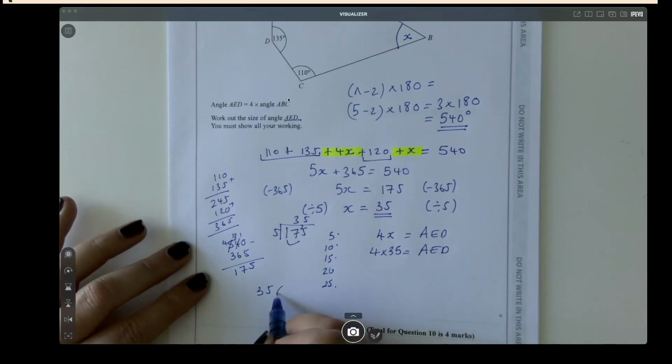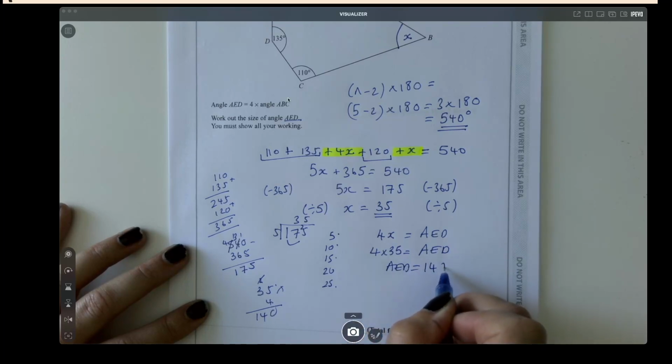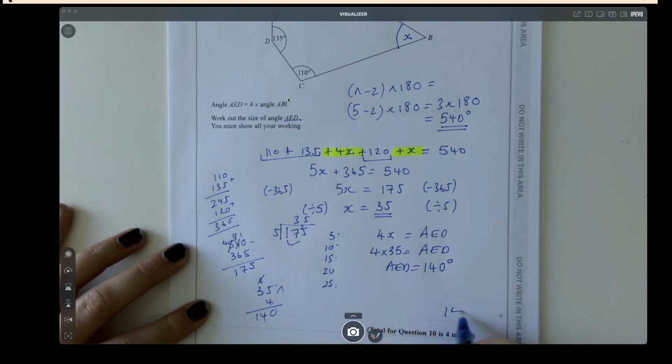Let's do some working out. 35 times 4. 4 times 5 is 20. 12. 140. So AED equals 140 degrees. And we're going to pop that on our answer line.